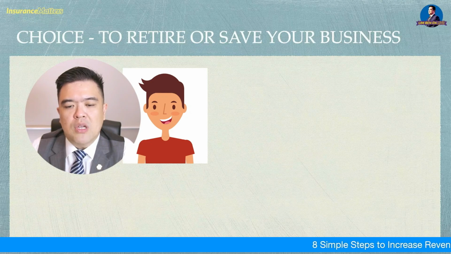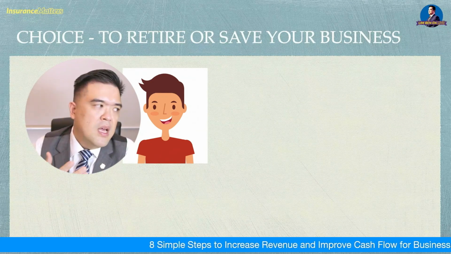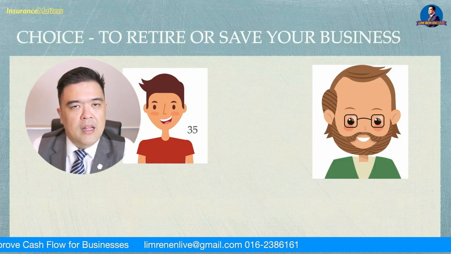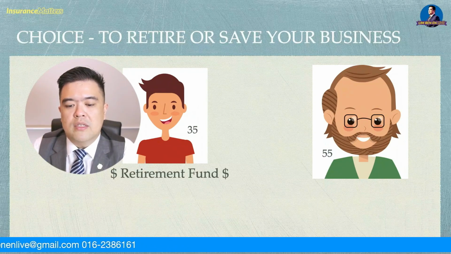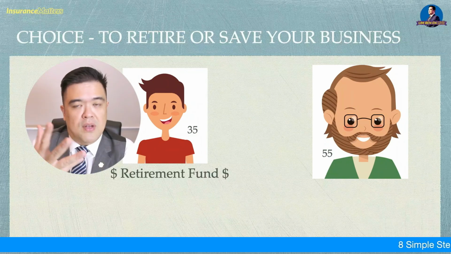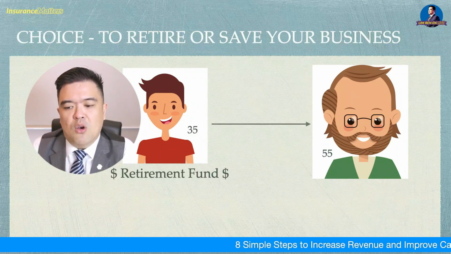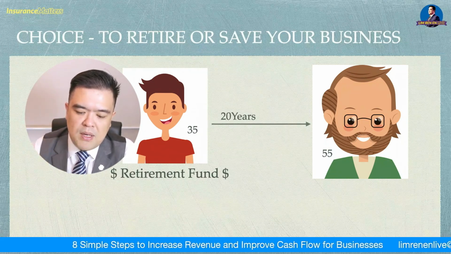So what I'm trying to share with you today is there's a choice to retire or save your business. Say you are a 35-year-old guy. You are 35 years old and you have a vision for yourself to retire at 55. So what you do is you have a business and the business funds your retirement. Say the business funds 3,000 every month for your retirement, so that the 55-year-old guy can retire, right? So you save this money for 20 years.